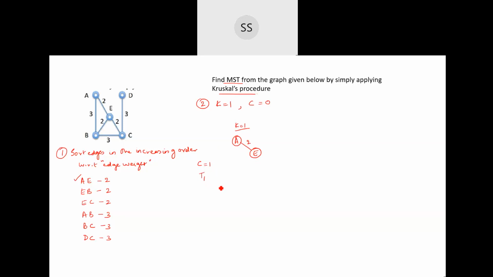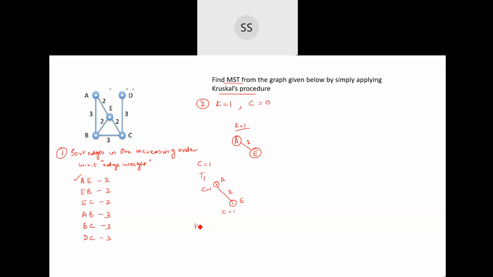So I am going to have my first component, that is T1, C is equal to 1. That is, I am going to have my first tree in which my elements are my vertices A and E, which is connected by the edge of weight 2. And I'll give the component value of both the vertices, C is equal to 1.